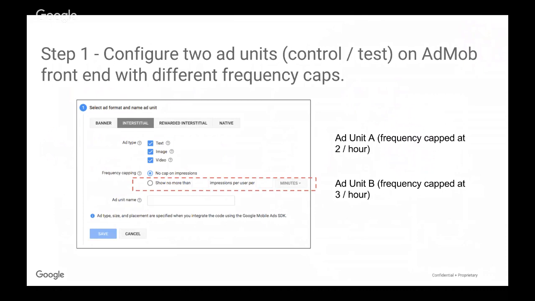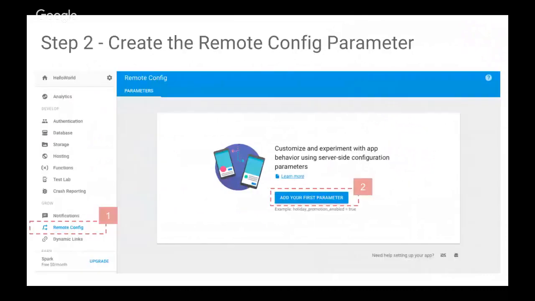But if you do want to go the vanilla way and use two ad units, then we just create two. And then next, we go to the Firebase console, which is shown on the next slide. You click on the remote config sidebar menu. And if you don't have any existing remote config parameter, you just click on add your first parameter.